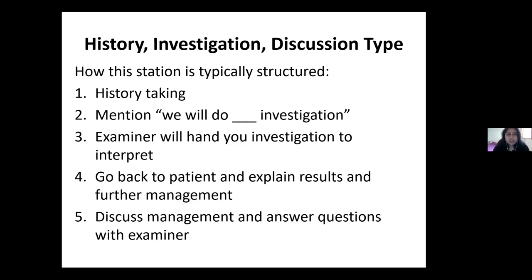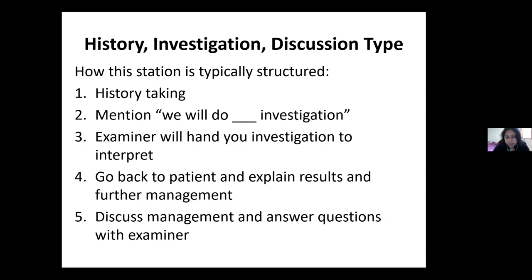So you go back to your patient and you explain your results and your further management. After that, the examiner might ask you a few questions, or they may not. It really depends. If they do ask you questions, answer the questions. If they don't ask you anything, that probably means you did really well in the station. Take that as it is and move on. Any questions about the management and the discussion?